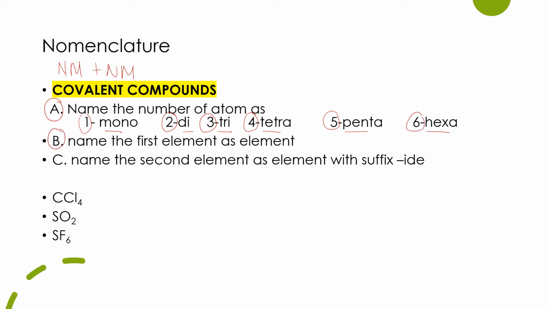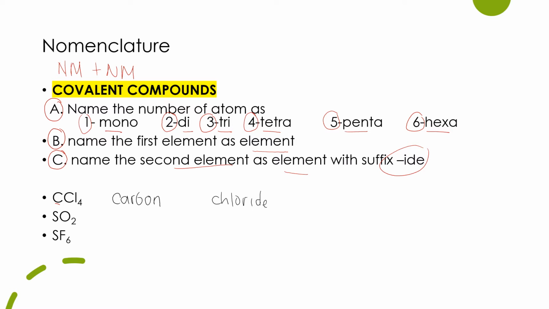Second, name the first element as the name of the element, so the original name. Third, name the second element as the name of the element with suffix "ide". For example, here we have carbon. That's the first. The first is the name of the element, so the name is carbon. Cl is chlorine. That's the second. The second with suffix "ide", so chloride.